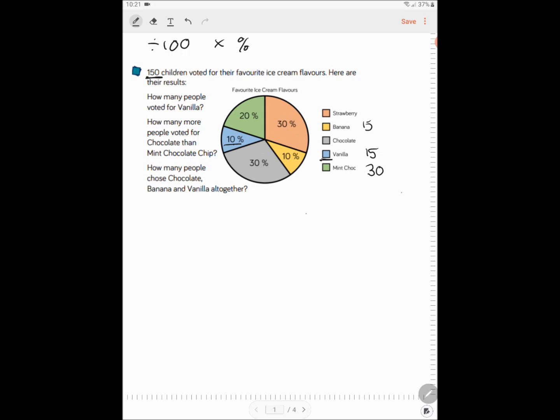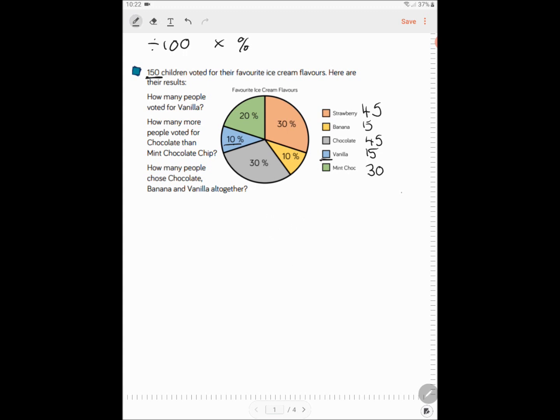Now, if I know that 10% is 15, I can actually say, right, well, I'm going to do whatever that is times by 3 because 3 lots of 10 make 30. So 15 times 3. I'm sure most of you can do this in your head, but I'm going to do it by calculation. 5 times 3 gives me 15. 1 times 3 is 3. Add the 1 is 4. So 30% is 45. So now I've actually managed to get all of the data I needed out of this calculation before I've even answered any of the questions.